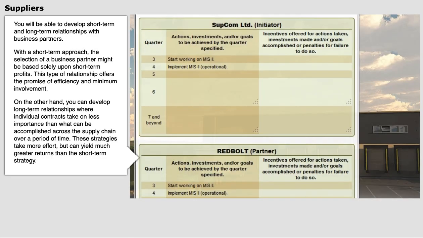You will be able to develop short-term and long-term relationships with business partners. With a short-term approach, the selection of a business partner might be based solely upon short-term profits. This type of relationship offers the promise of efficiency and minimum involvement. On the other hand, you can develop long-term relationships where individual contracts take on less importance than what can be accomplished across the supply chain over a period of time. These strategies take more effort but can yield much greater returns than the short-term strategy.